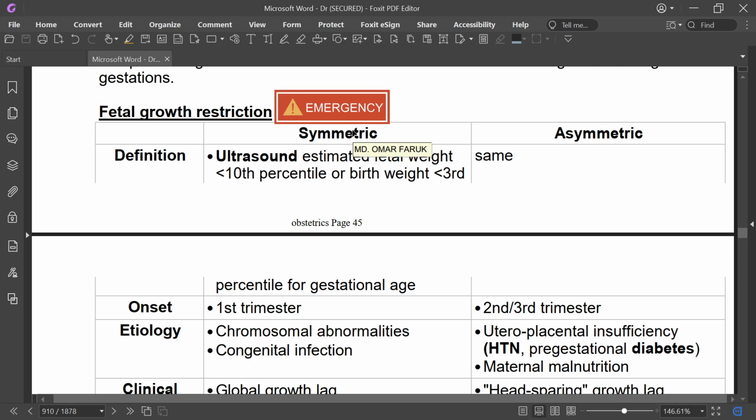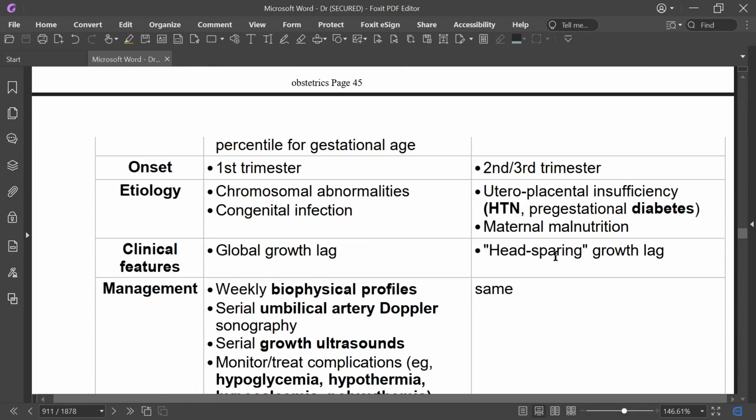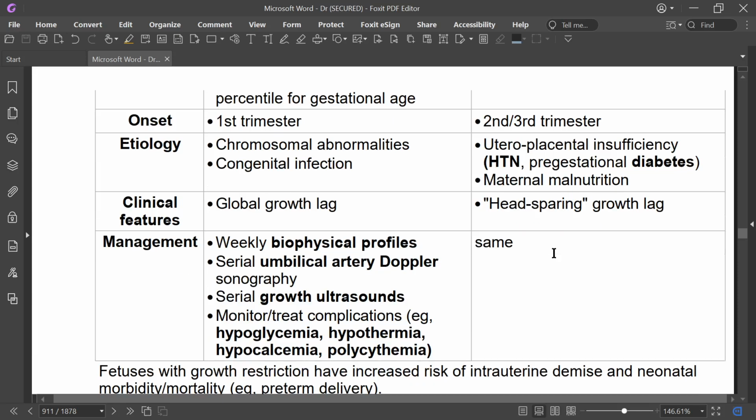So for symmetric growth restriction, the risk factors are chromosomal abnormalities and congenital infection, the double C's. And asymmetric is uteroplacental insufficiency due to hypertension, pregestational diabetes, and maternal malnutrition. In symmetric, there is global growth lag, and in asymmetric, there is head-sparing growth lag.